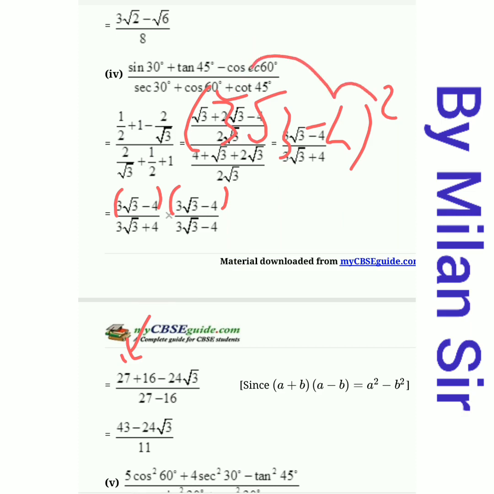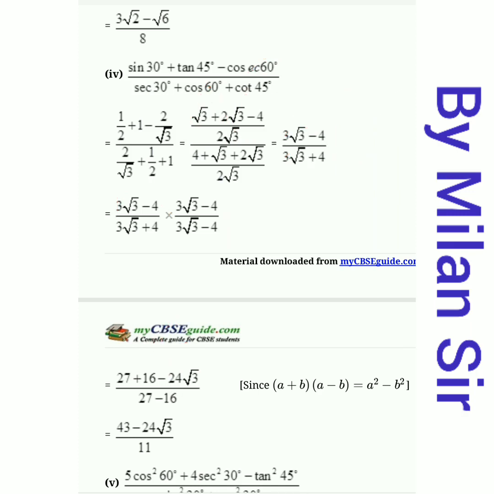2 into first into second. Right? So here minus sign is there. That's why minus sign. 4 2s are 8 into 3, 24 under root 3. Then last term square, 4 square 16. Here the order is changed. Okay, so 3 under root 3 minus 4 all square.